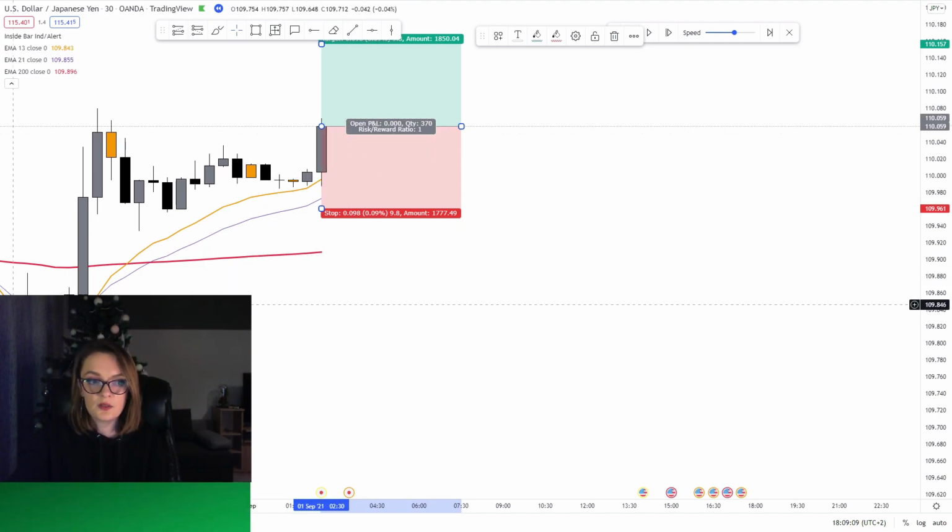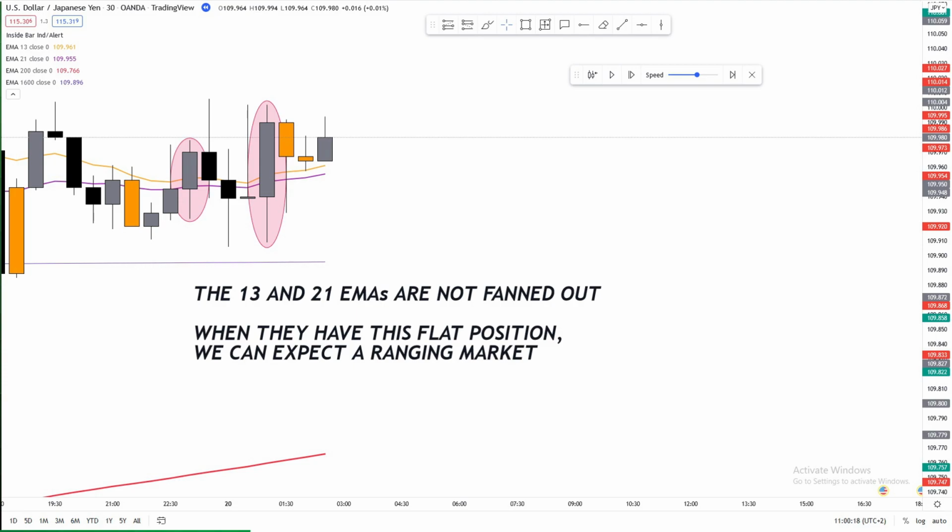I would like to make an important remark here. So when you are looking for a retest into the smaller EMAs, we have to pay attention to their positions because they have to be nicely fanned out, and otherwise, if you take a position like this one, you will risk to open a position in a ranging market, and this is not the point of this strategy.